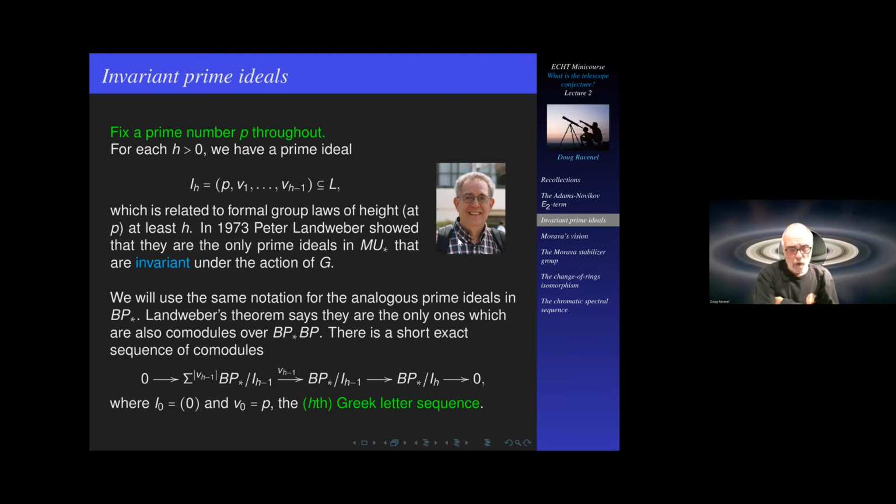So if H is one, this is the sequence that is induced by multiplication by P on BP star. And as I said, I'm going to refer to this as the H Greek letter sequence. So if H is one, I'm going to call this the alpha sequence. If H is two, I'll call it the beta sequence, and so on. We'll come back to these later.